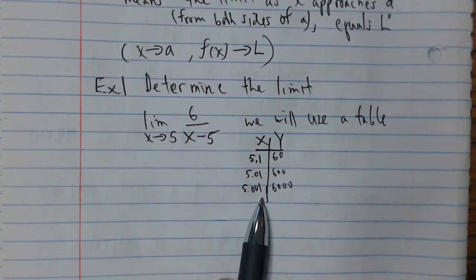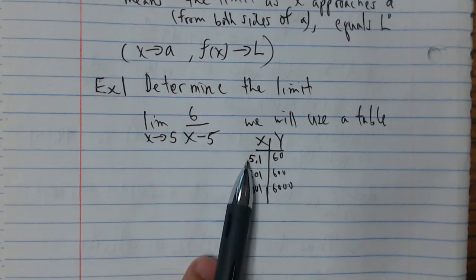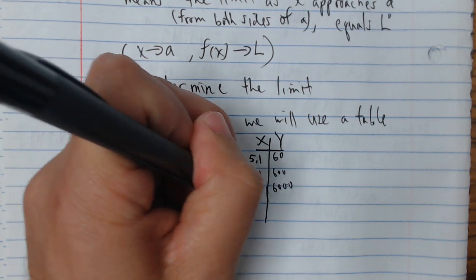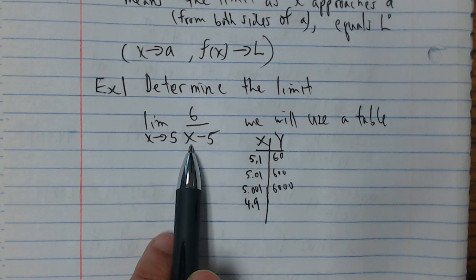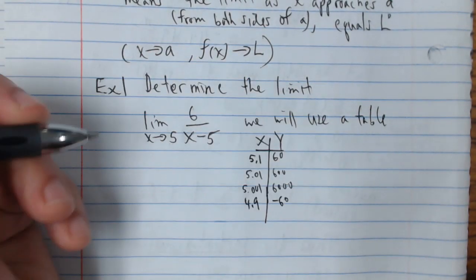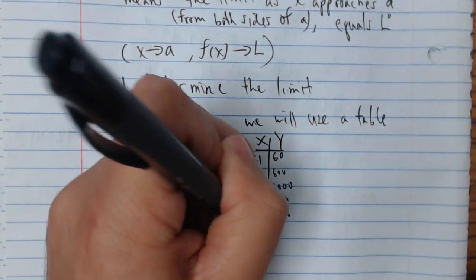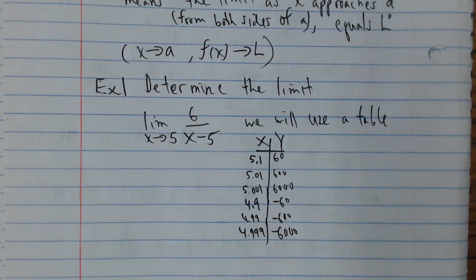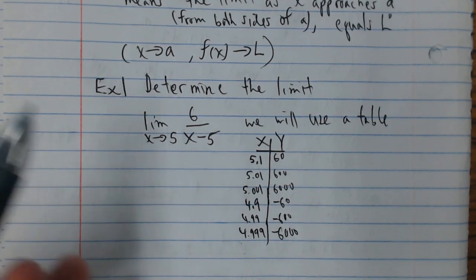Okay, now coming back to this problem, I've only checked my x values to the right of 5. Now I need to check to the left of 5. So if I plug in another value like 4.9, I get 6 divided by 4.9 minus 5, which gives me negative 0.1. So this becomes negative 60. And if I plug in 4.99, I get negative 600. If I plug in 4.999, I get negative 6,000. And so what do I notice? As I approach 5 from the left side, I get negative infinity.